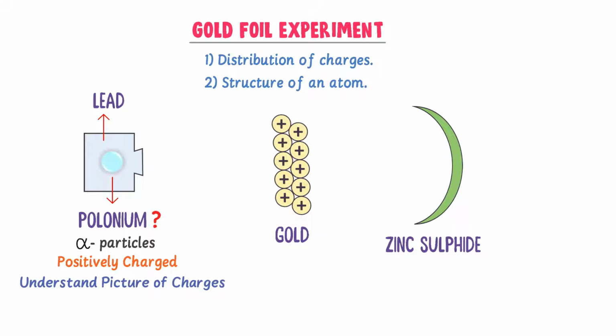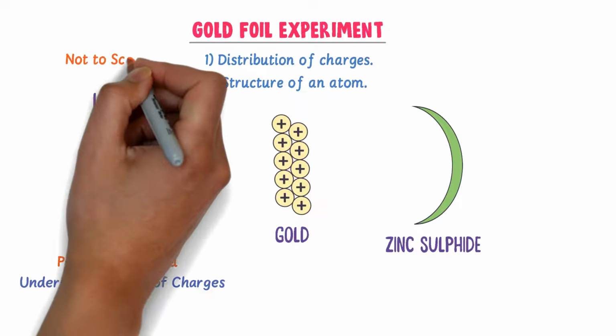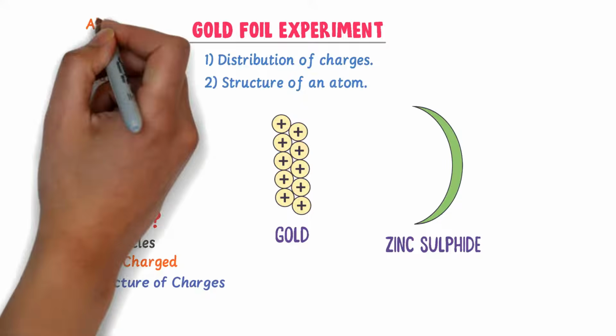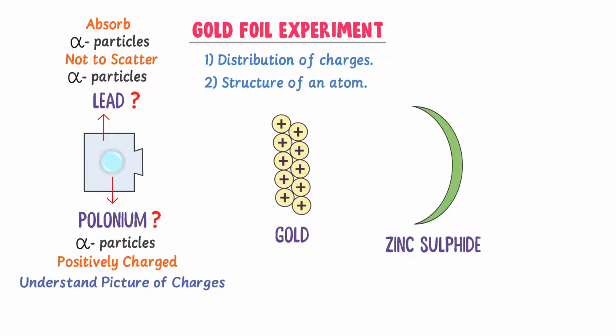Secondly, why did he place polonium inside the lead box? Well, it is so as not to scatter alpha particles in all directions. The lead box absorbs alpha particles, so alpha particles are concentrated only through this small hole towards the gold foil.